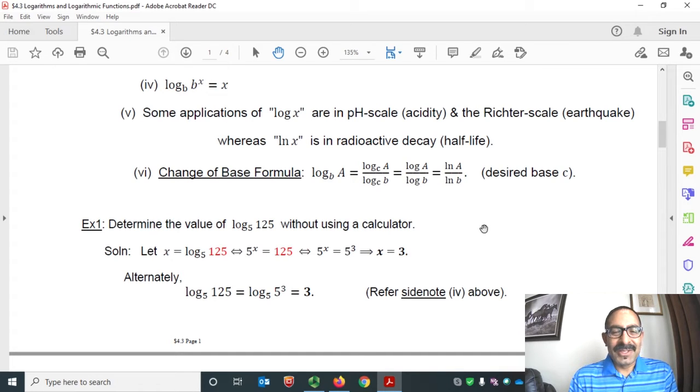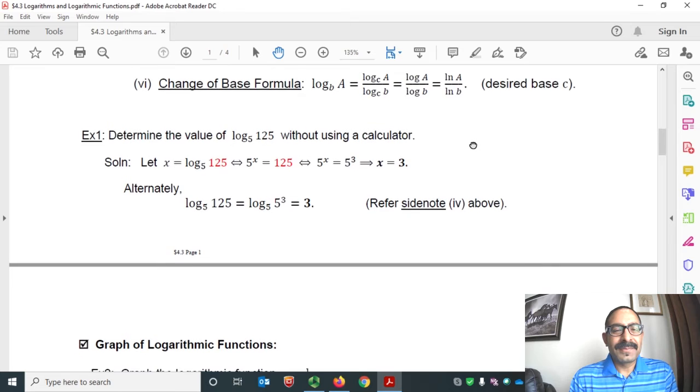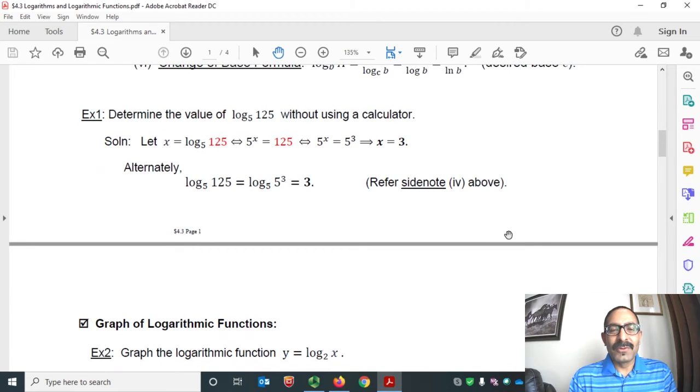Great. So now let's do example 1. Determine the value of log 125 with base 5 without using a calculator. To begin the solution, let x equal log 125 with base 5. Then use the definition of log functions. This is the same as saying, in exponential form, 5 raised to the power x equals 125.